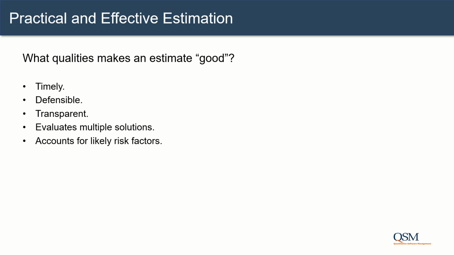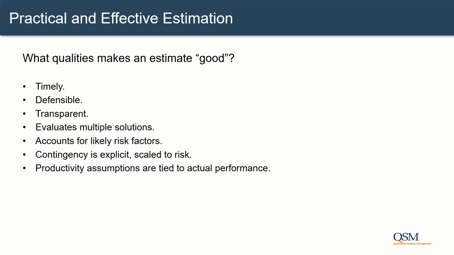It accounts for likely risk factors, the probability of achieving our targets. Contingency is explicit and scaled to risk. And productivity assumptions are tied to actual performance. It's easy to revise, and it provides a consistent and repeatable process.